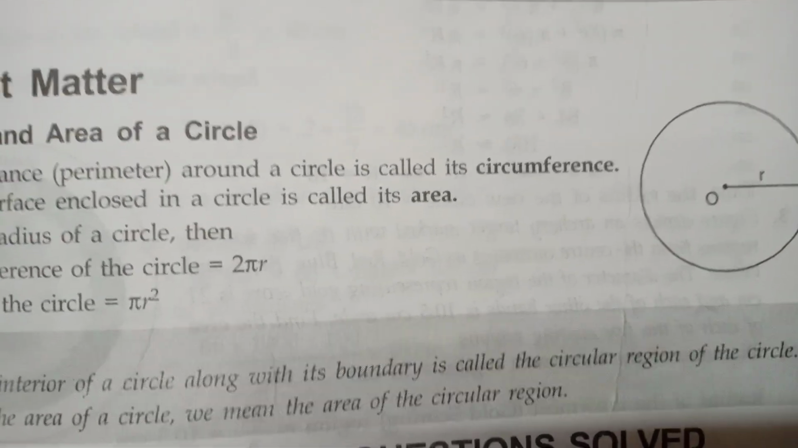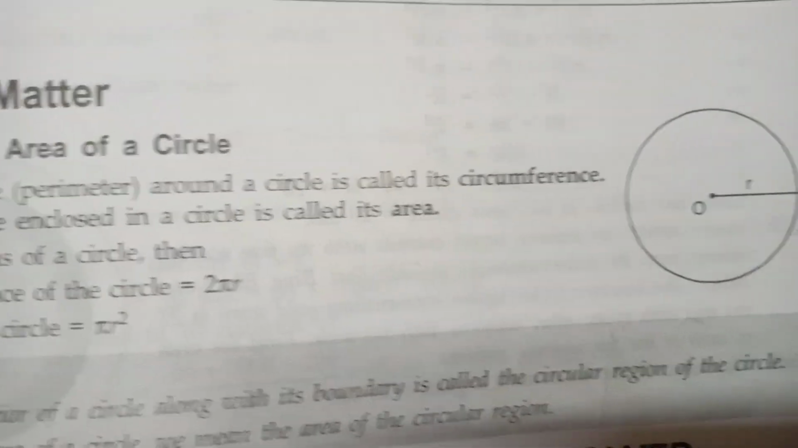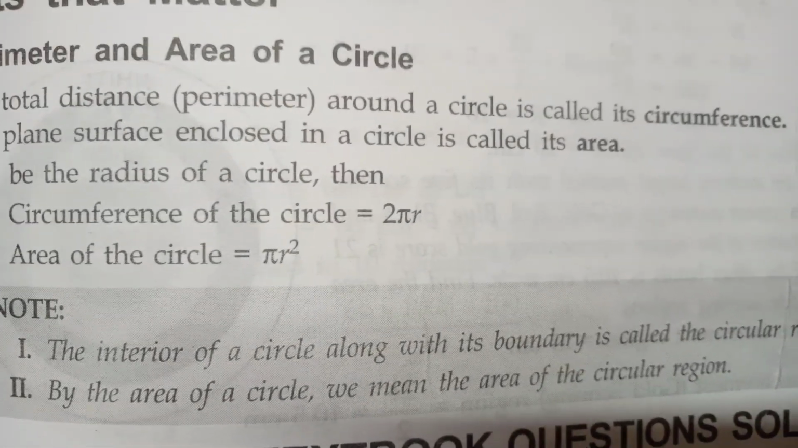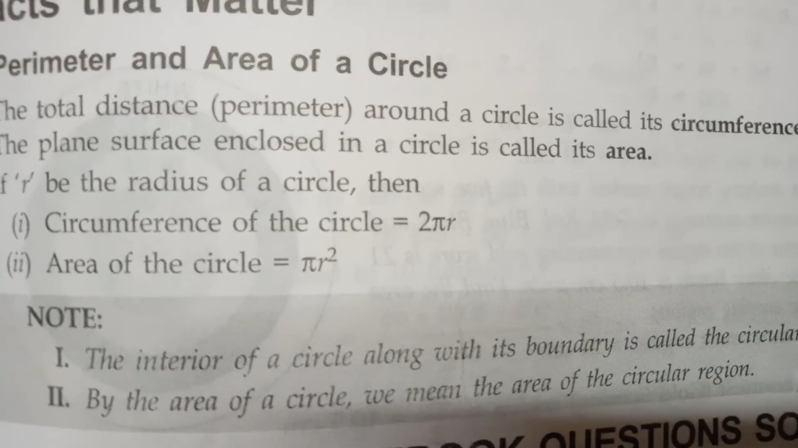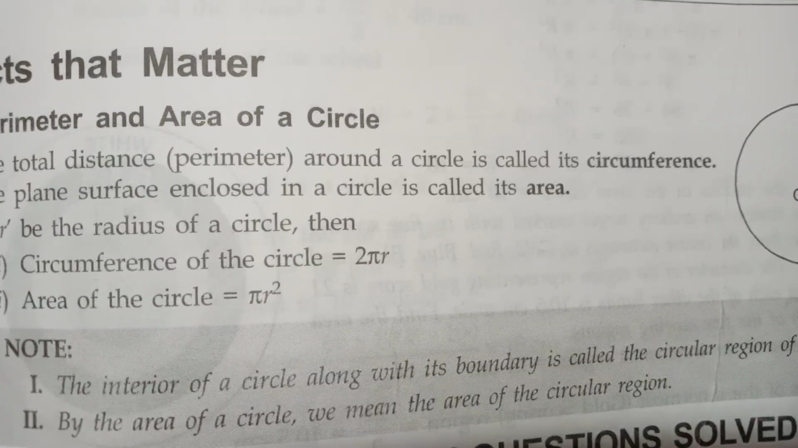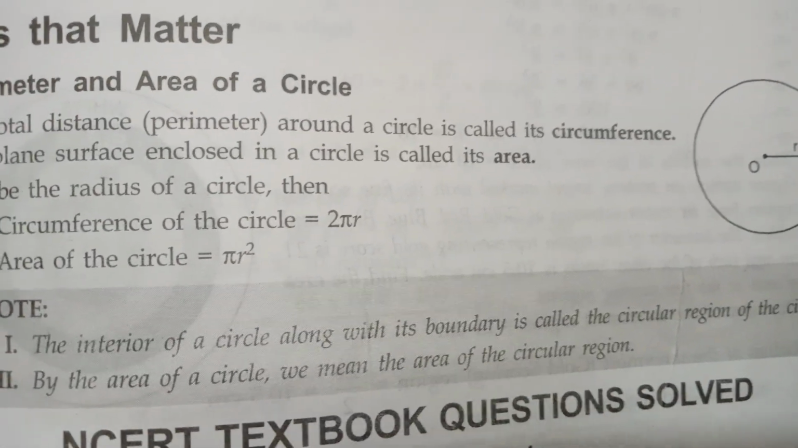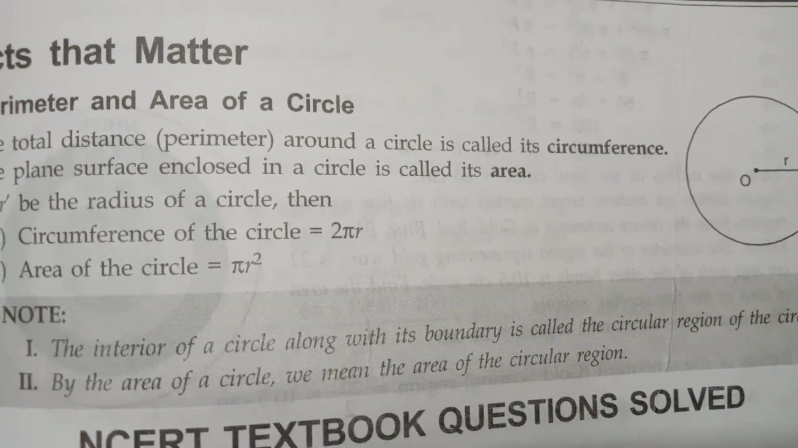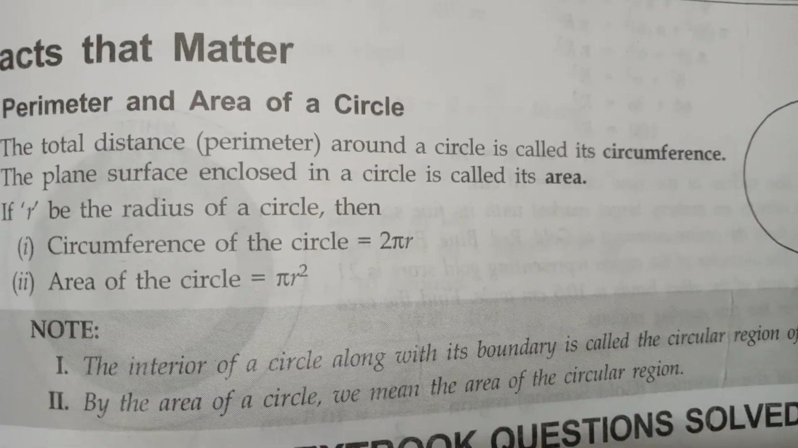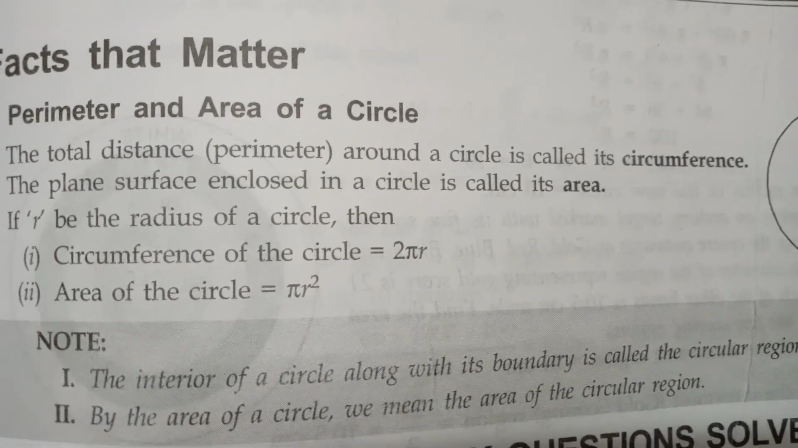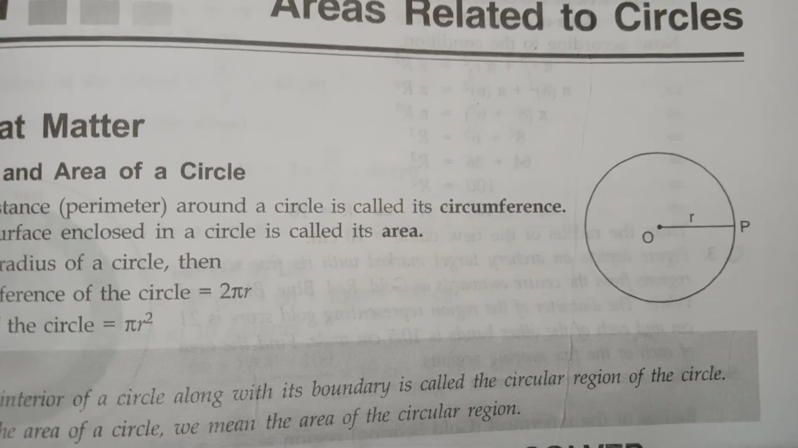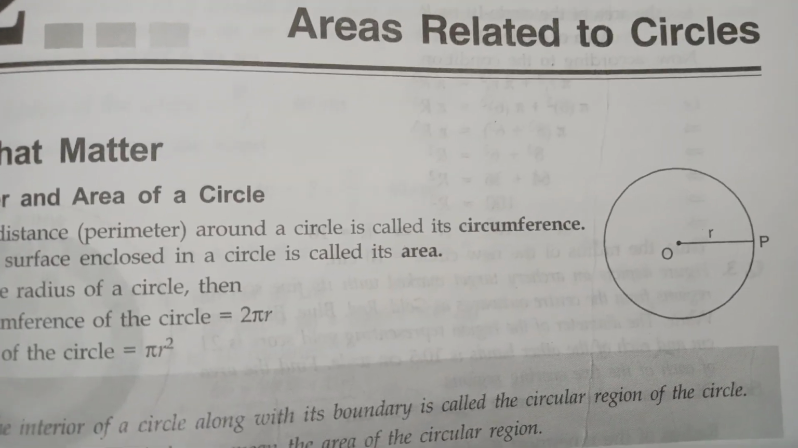See that circle and its radius. O is the center of the circle. OP is the radius. Radius is denoted by R. Here we have two main points. The interior of a circle along with its boundary is called the circular region of the circle, and by the area of a circle we mean the area of the circular region. Here you are seeing a circle and its radius, which is denoted by R.